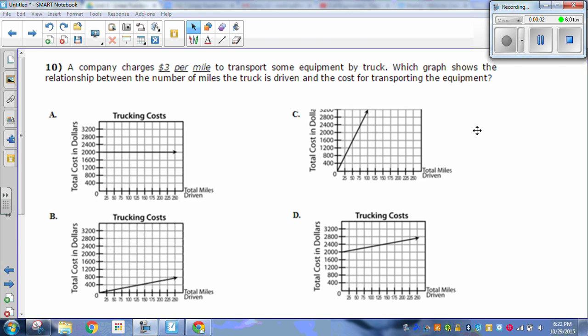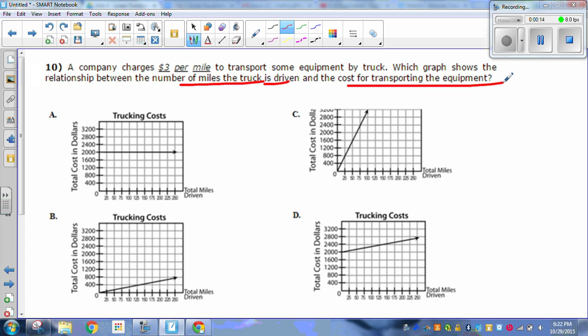Here's problem number 10 from the mock test, you guys. It says a company charges $3 per mile to transport some equipment by truck. Which graph shows the relationship between the number of miles the truck is driven and the cost for transporting the equipment? Well, if you notice, all the graphs look similar.